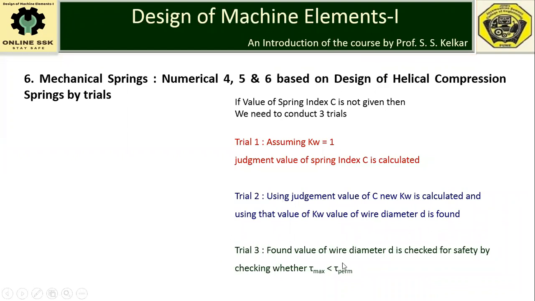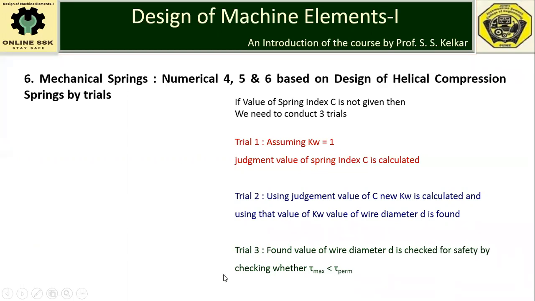If trial number 3 fails, that means tau max is not smaller than tau permissible, then we have to modify the wire diameter to the next standard value, and again conduct trial number 4 for checking the safety of the next standard value of wire diameter d, whether it is safe or not, by again calculating the induced maximum stress and checking whether it is lesser than permissible.